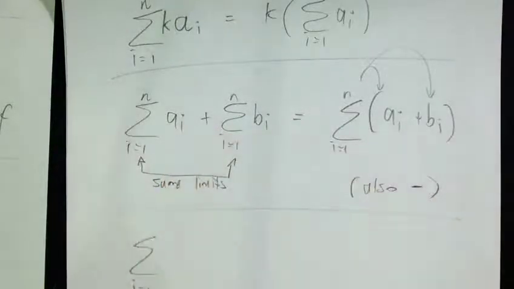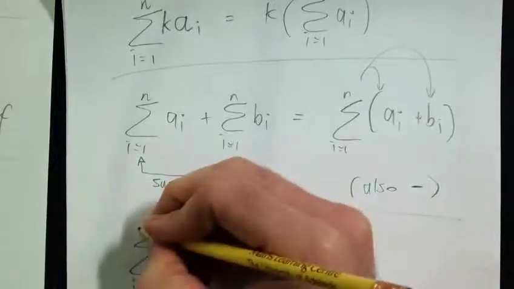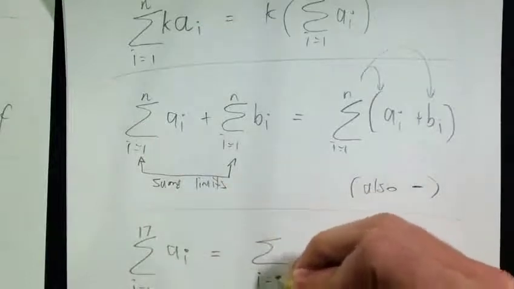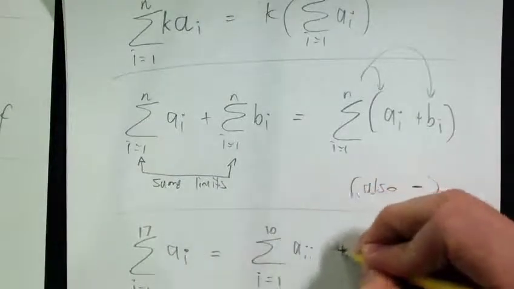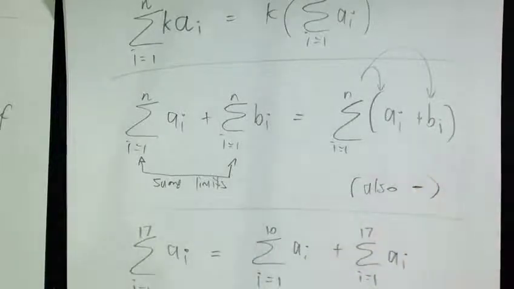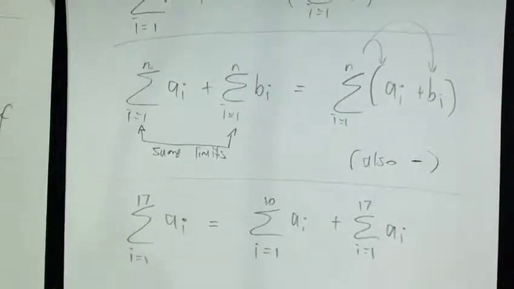Just as an example, I'm going to put proper numbers in. I could do this from 1 to 10 and separately from 11 to 17. That's just an example of the rule that I'm getting at there. So I can split it and say, well, that's every i from 1 to 17. I can do the bit from 1 to 10, and I can do the bit from 11 to 17. I can do those bits separately and add them together afterwards. Because it's just addition, I can do it in whatever order I want. All right, that's a very important rule.